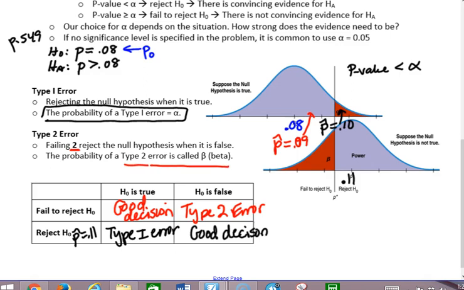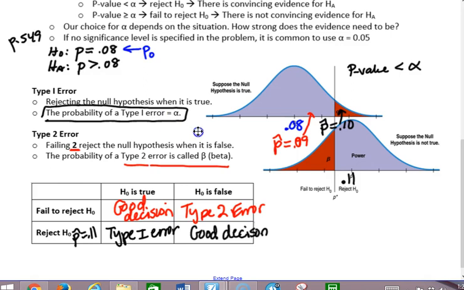Now, beta is a number that you are never required to calculate in the AP Statistics program. You just need to know it's beta, but you don't have to know how to calculate it. If you get any questions about a type 2 error, you'll just be given that value, or it'll be more general questions. But you do need to know that alpha, the significance level, is the probability of a type 1 error.